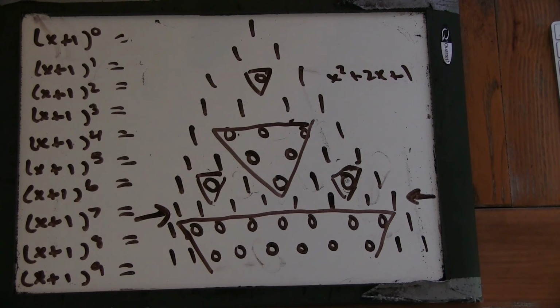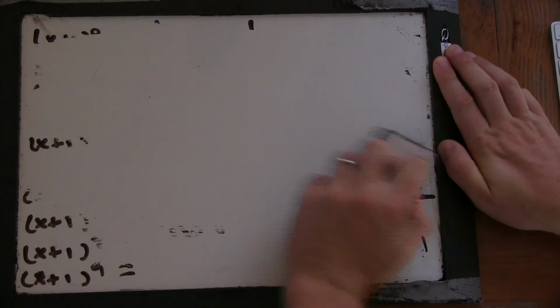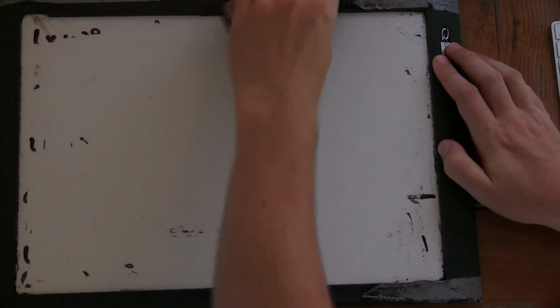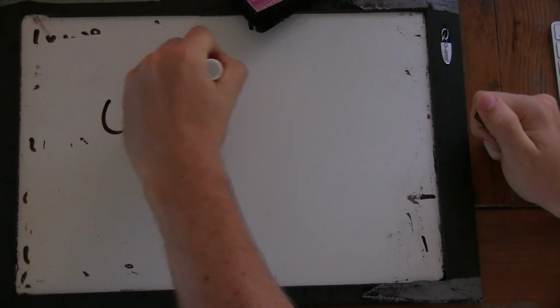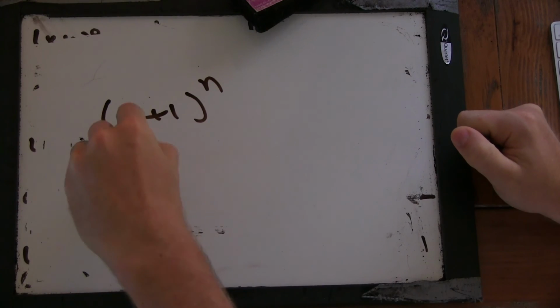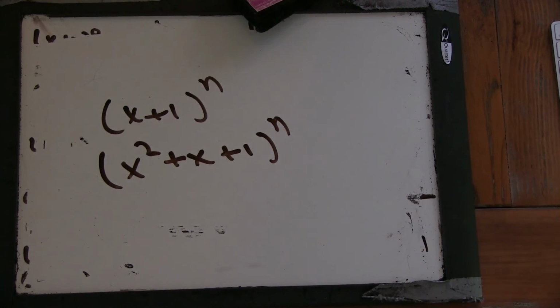Maybe this is enough for this morning because you guys played with this for a while. But what we're going to do tomorrow is, instead of x plus 1 that we looked at today, Dave Radcliffe looked at x squared plus x plus 1 to the n and found some really cool patterns. So that's what we're going to explore tomorrow.